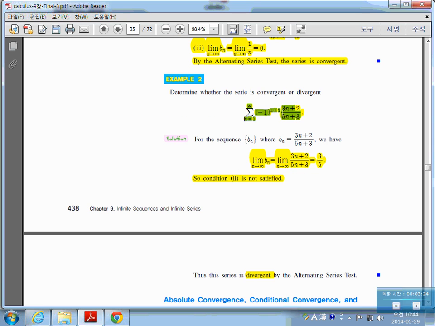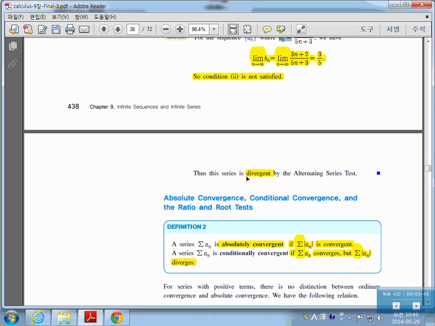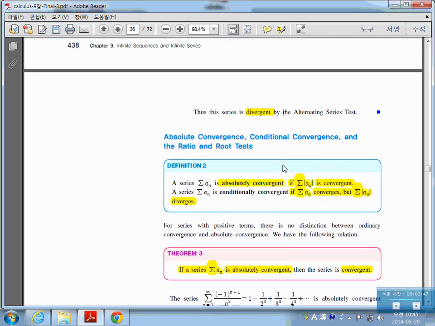But for the second example here, this b_n term converges to what? 3/5. So it violates the second condition of the alternating series test. So it does not converge. It is divergent. It diverges.